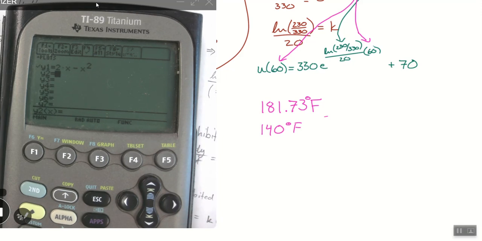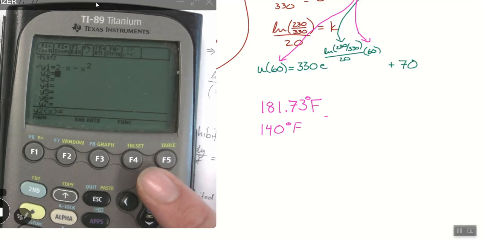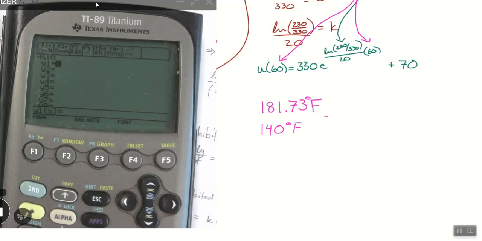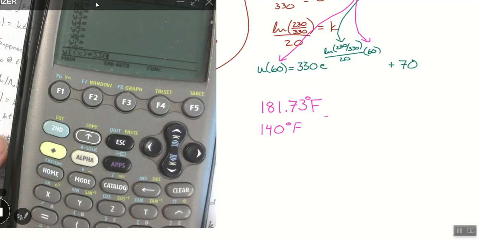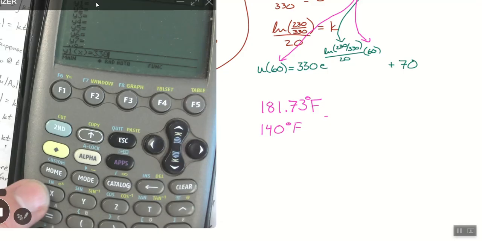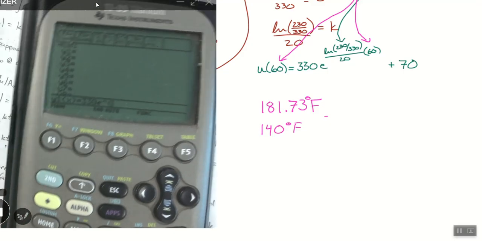Like, if I'm going to have to calculate it again, I might as well just type it in so I can say, oh, let's plug in a bunch of different times, and I'm going to use this. So we need 330. Easy. 330 times, how do I get E on this calculator? Diamond X. Okay, so we have E to the.